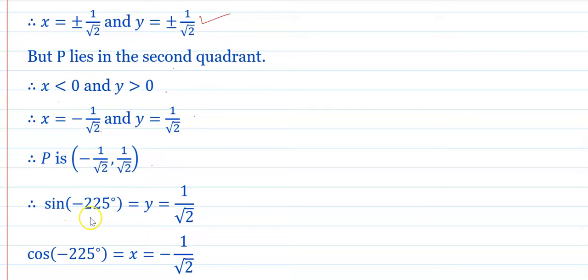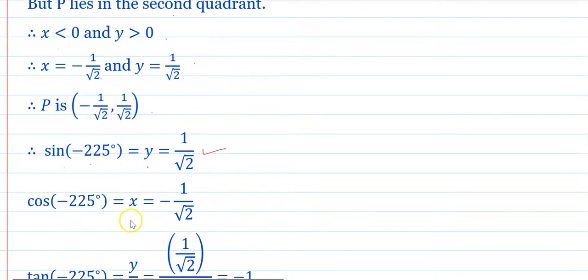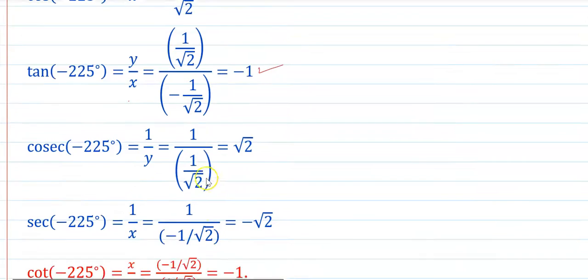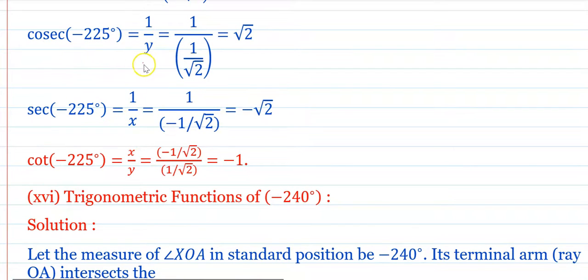Therefore, sine of minus 225 is equal to y, which is 1 upon root 2. Cos of minus 225 is equal to x, minus 1 by root 2. Tan of minus 225 is equal to y upon x, 1 upon root 2 upon minus 1 upon root 2, which is equal to minus 1. Cosec of minus 225 is 1 upon y, that is 1 upon 1 upon root 2, which is equal to root 2. Sec of minus 225 is 1 upon x, that is 1 upon minus 1 by root 2, which is equal to minus root 2. And cot of minus 225 is x upon y, that is minus 1 by root 2 upon 1 by root 2, and you get minus 1.